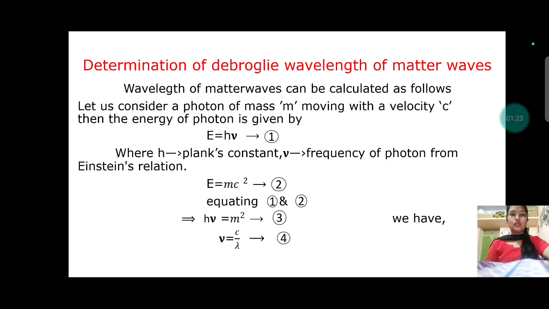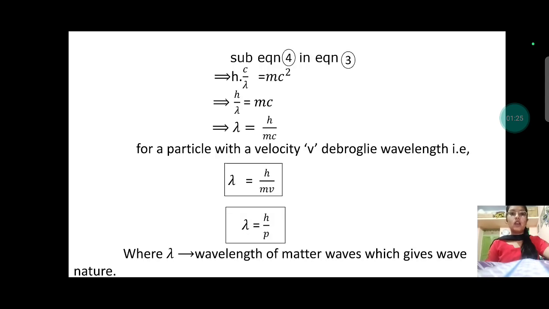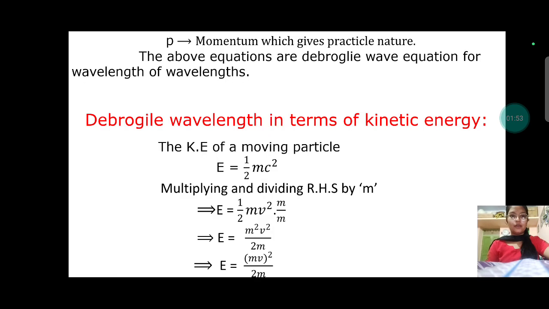We have ν = c/λ, equation 4. Substitute equation 4 in equation 3: h × c/λ = mc². By cancelling c, we get h/λ = mc, so λ = h/mc. For a particle with a velocity v, the de Broglie wavelength is λ = h/mv, λ = h/p, where λ is the wavelength of matter waves, which gives wave nature, and p is momentum, which gives particle nature. The above equations are the de Broglie wave equation for wavelength.